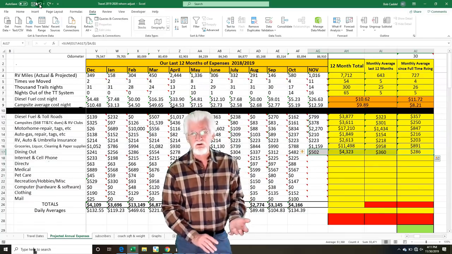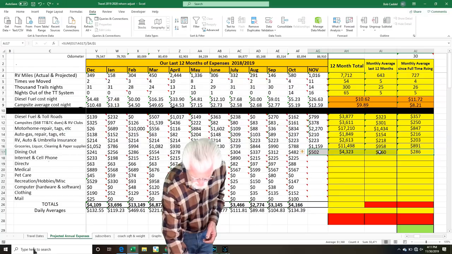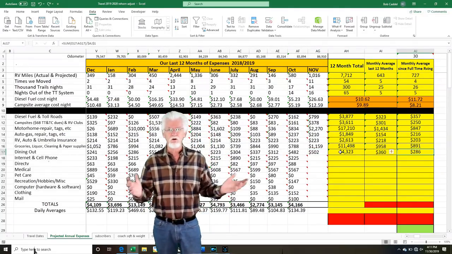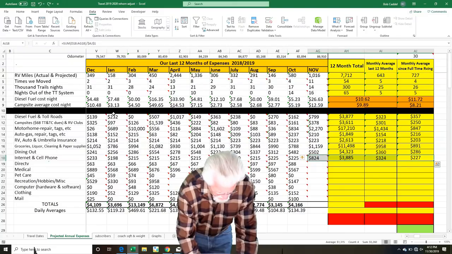Dining out, $502. We've been averaging $350 this year a month, and $286 for the 30 months for dining out. Everybody's going to be different on that, but ours is up just because we didn't have our coach.